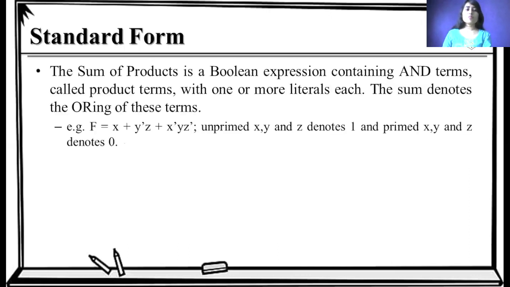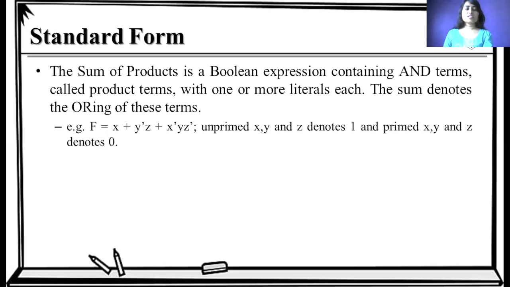The sum of products is a Boolean expression containing n terms called product terms with one or more literals each. Here we consider not all the variables, but it is possible that by using one or more literals we can represent this as a product term. The sum denotes the ORing of these terms.